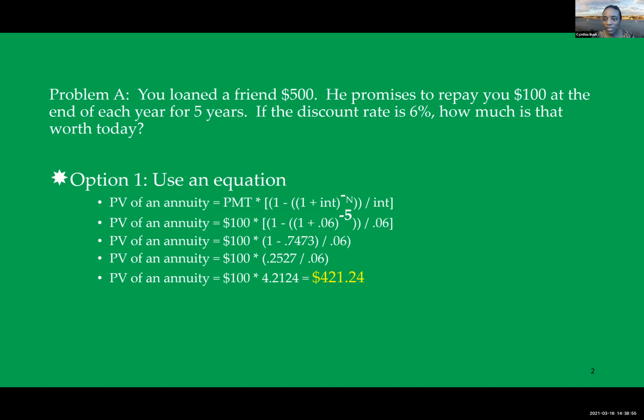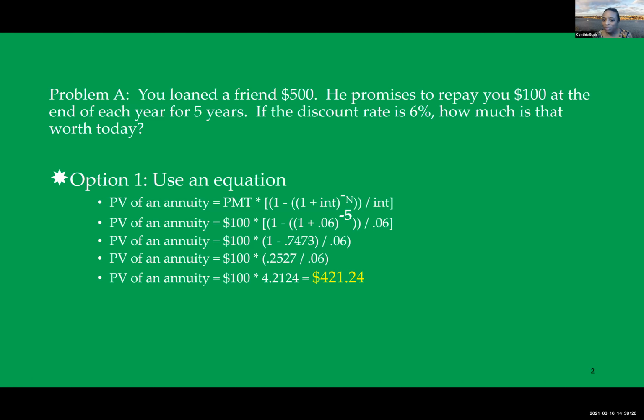Now, let's try to make sure we can decipher this. What this means is that if we took the value of these payments and added them up as if we had received them today, they would be worth the equivalent of $421.24. If I had $421.24 and invested it for 5 years at 5%, at the end of that time I will have $500.